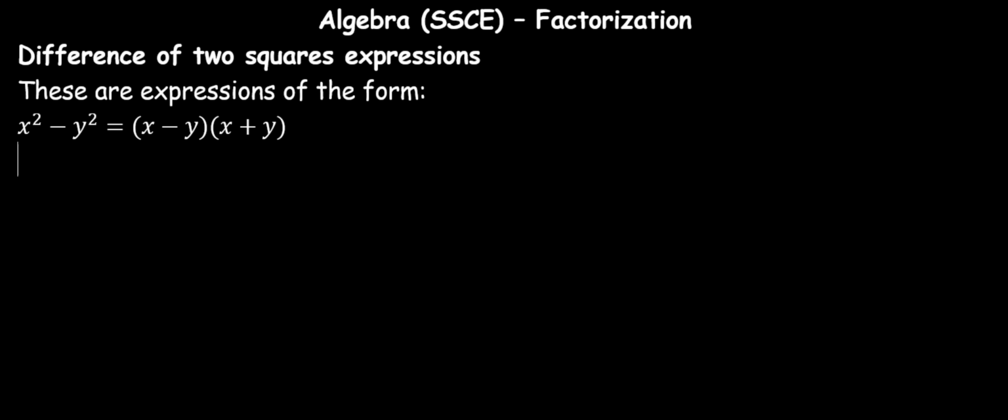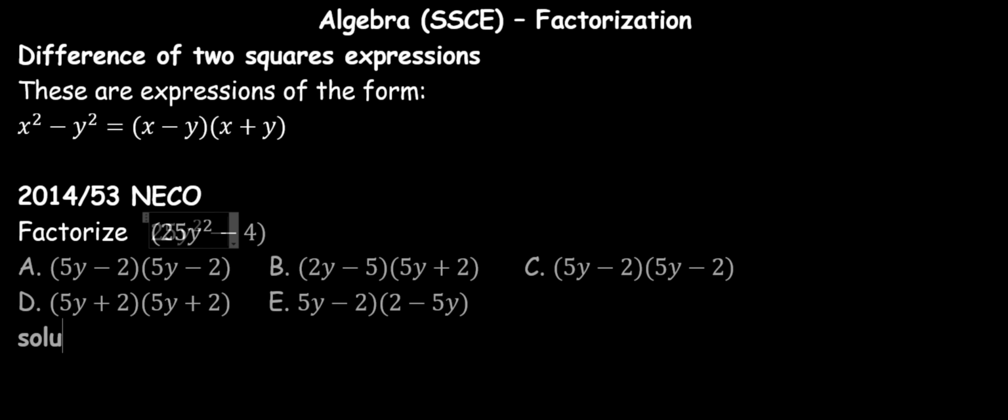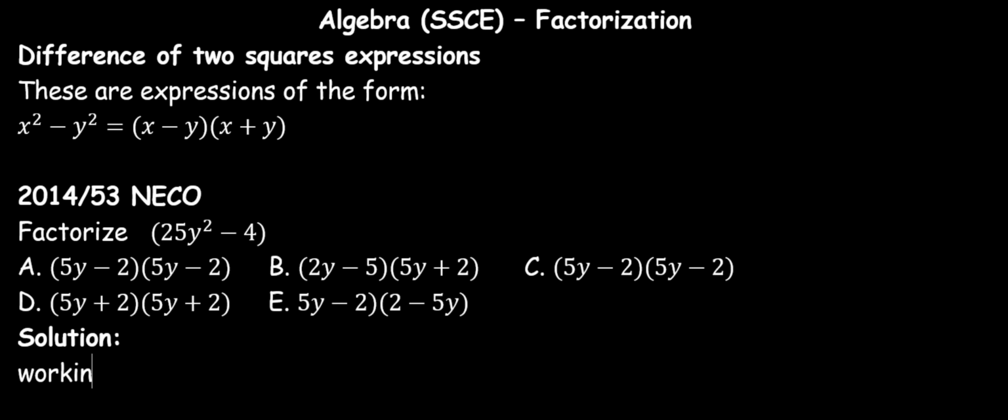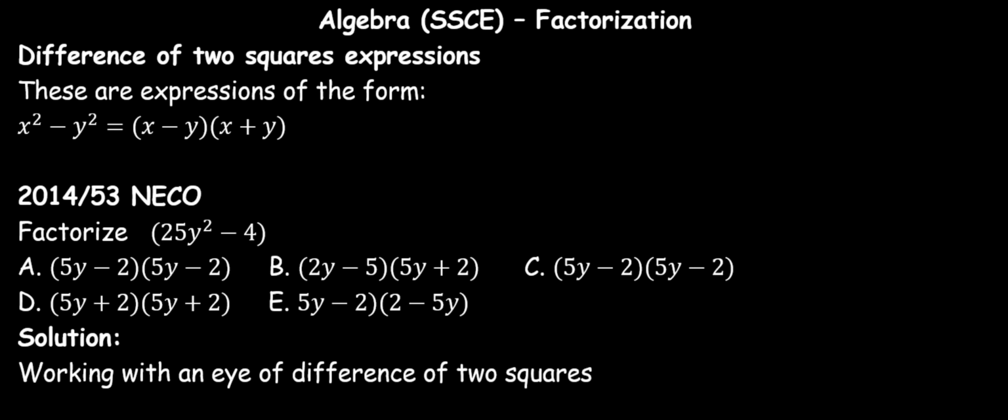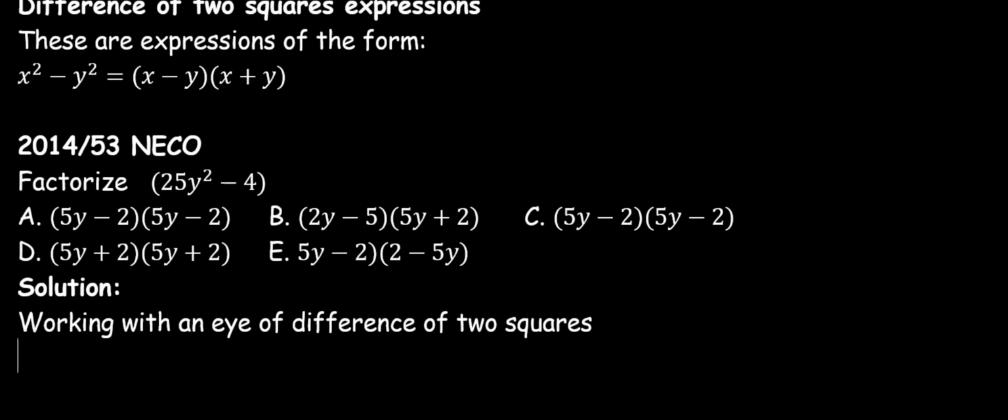Let's take our first example. Factorize 25y squared minus 4. The options are given. Solution. Working with an eye of difference of two squares, we can now transform our given problem 25y squared minus 4 equals 5 squared y squared minus 2 squared. Now we can further simplify to take it to be (5y) squared minus 2 squared.